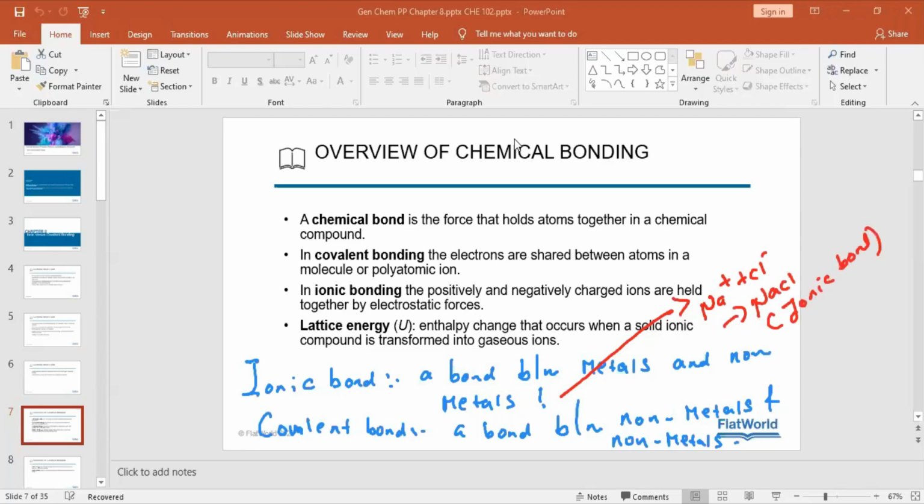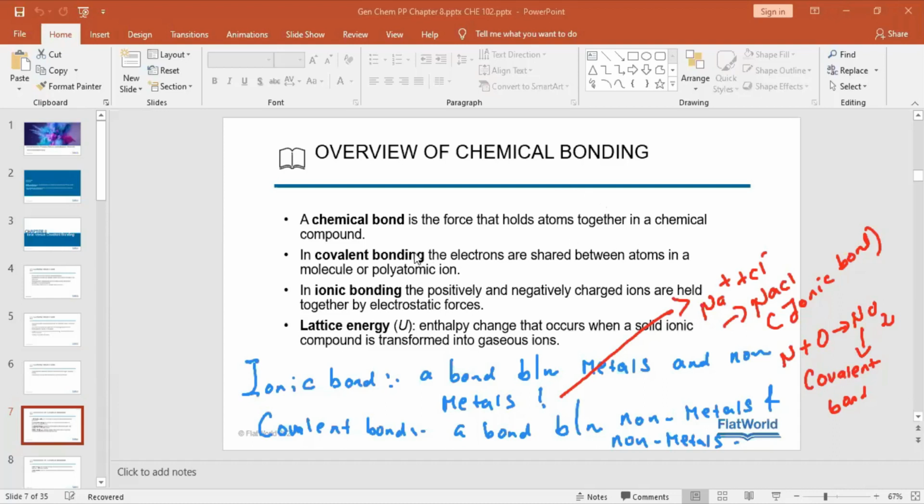We also have a bond between two nonmetals. Let's say nitrogen reacts with oxygen. It can form nitrogen dioxide, something like this, considered a covalent bond. This is a bond between nonmetals, and that will be considered a covalent bond. A bond between metals and nonmetals will be considered an ionic bond. This is what we discussed from our Chem 101 or other areas.